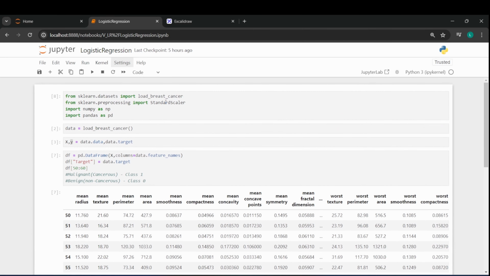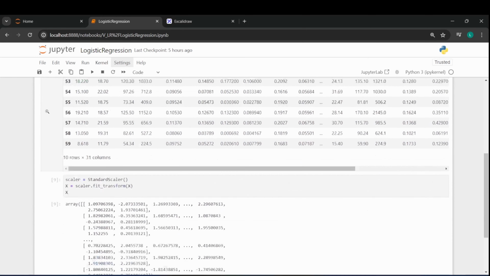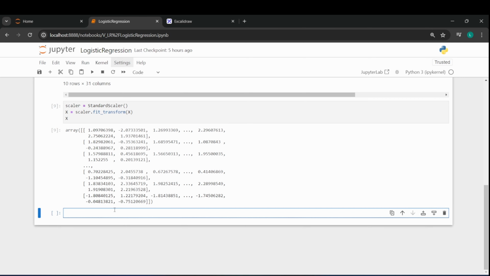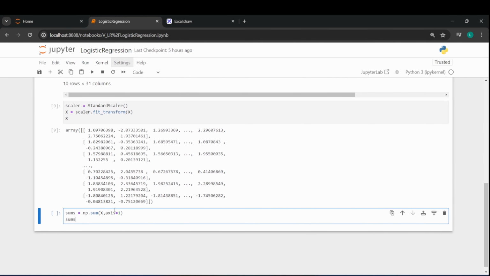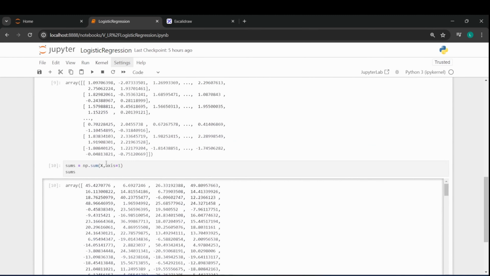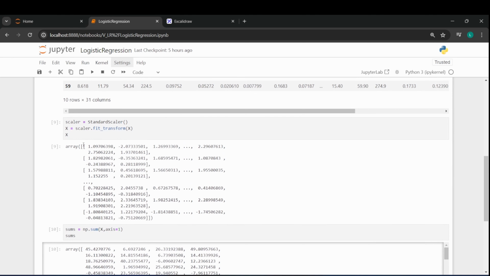So I have imported the standard scaler from sklearn's preprocessing, and then I fit transformed the input features x into it. Now let's take their sum values. So sum is equal to... So what I have done is I brought all these 30 input features into the same scale like this, and then I took the sum value of all these.